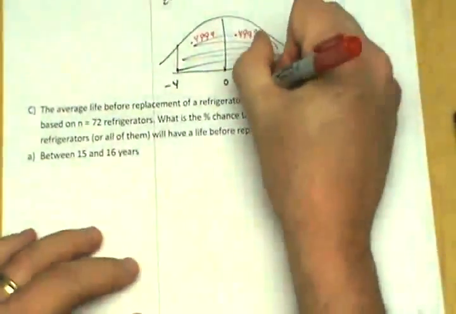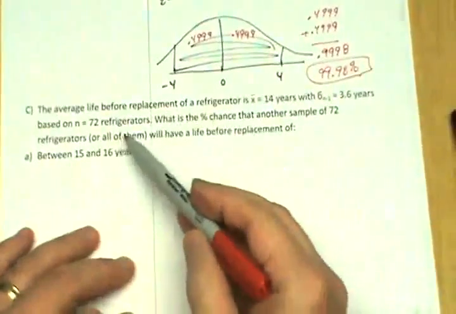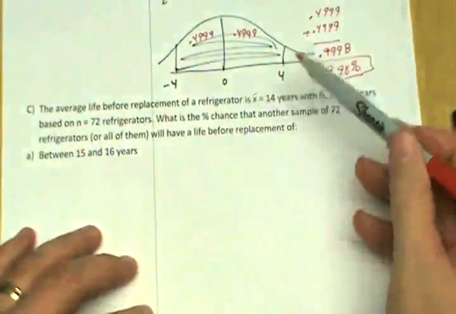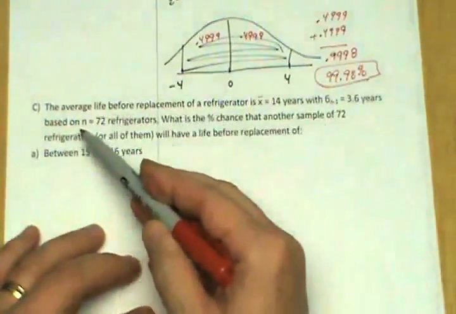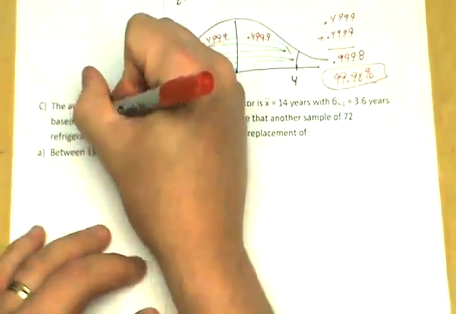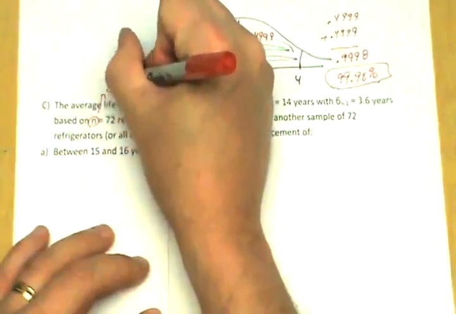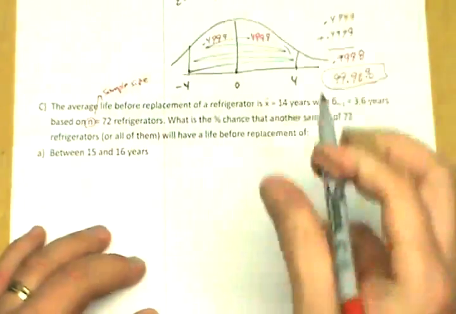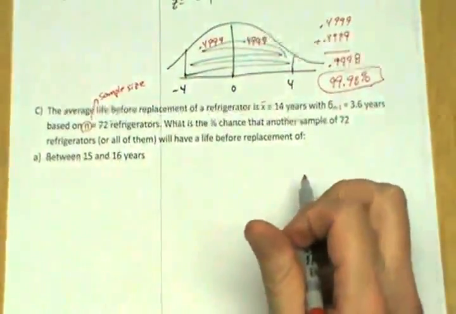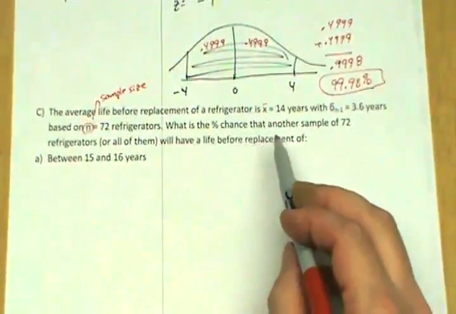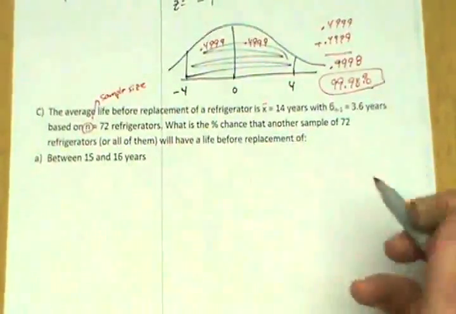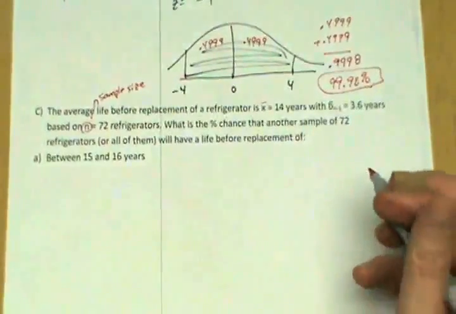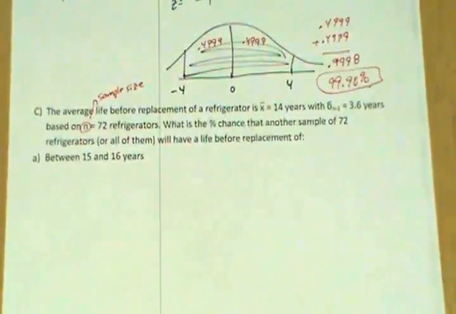Okay, so let's read. It says, the average life before replacement of a refrigerator is 14 years, and the standard deviation is 3.6 years. Based on an n, well now n you know means sample size, of 72 refrigerators. What is the percentage chance that another sample of 72 will have a life before replacement of between 15 and 16 years? Okay, so how about you pause the video, see if you can answer this question, and then come back.